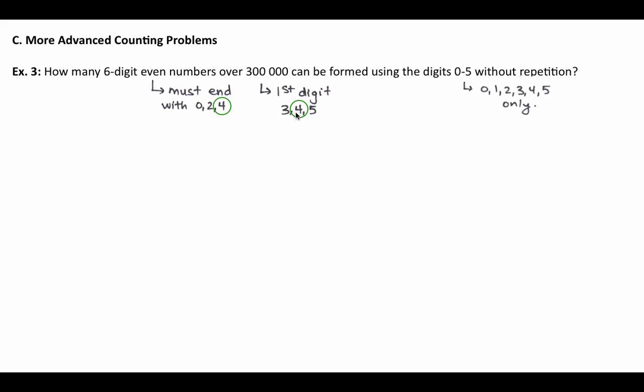Now, you can go either way. You can set up the restrictions on the last digit and then build the first digit in. I find it easier to go from left to right. I find it easier to start with the first digit. So even though this one's listed first, I like starting with this one.